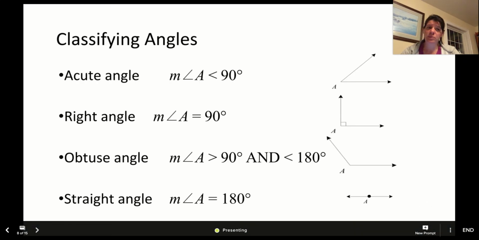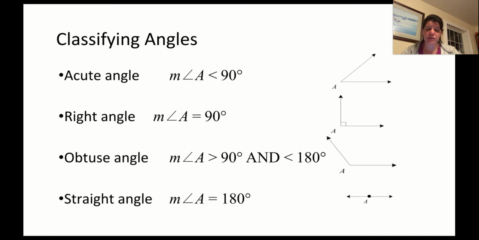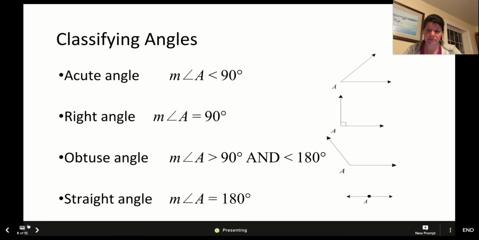Okay, and these are all probably words that you are familiar with. An acute angle is less than 90. A right angle is exactly 90. Obtuse is greater than 90 and less than 180. Lots of times people miss that part of the definition. With an obtuse angle, it's important that we have those 2 boundaries, right? So it's greater than 90, but it's also less than 180. And then a straight angle is a straight line, and it's exactly 180 degrees.